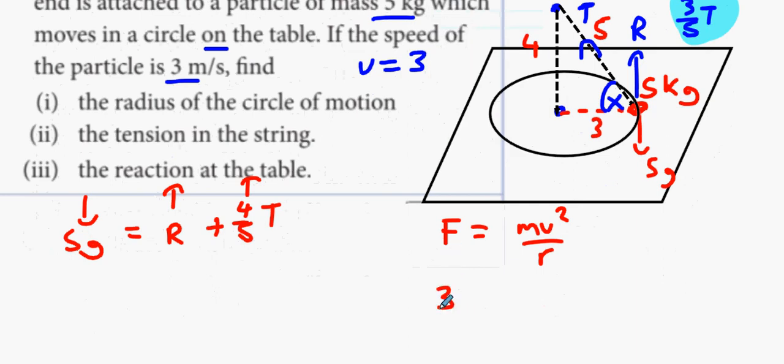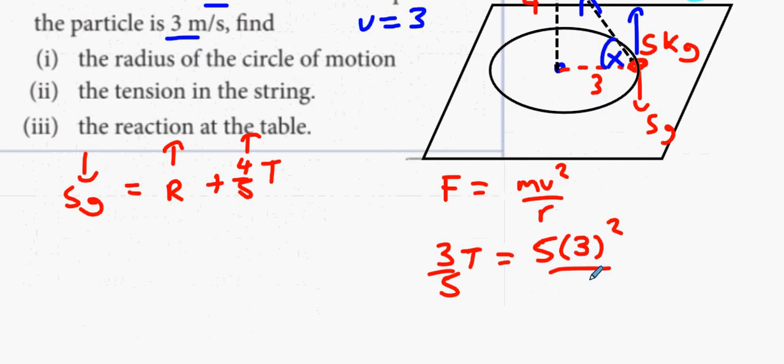So 3 over 5 T equals, now our m value, lads? 5. Our v value? 3 squared. And our r value? What do you reckon? R value of 3. Alright. So lob them in and see how we go. So what do you reckon? I think the two 9s on either side will cancel. I think we're going to get T equals 25. Alright, just check it here. Yeah, T is 25 newtons.